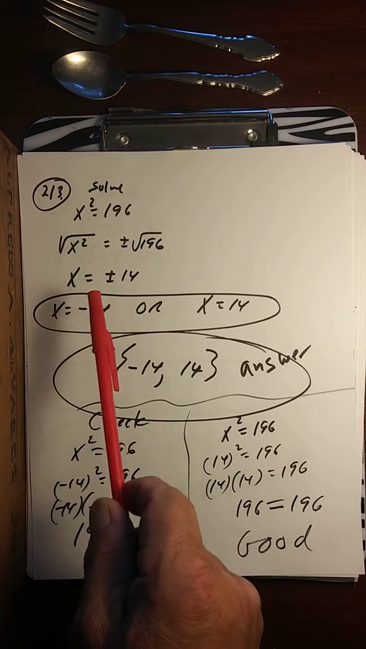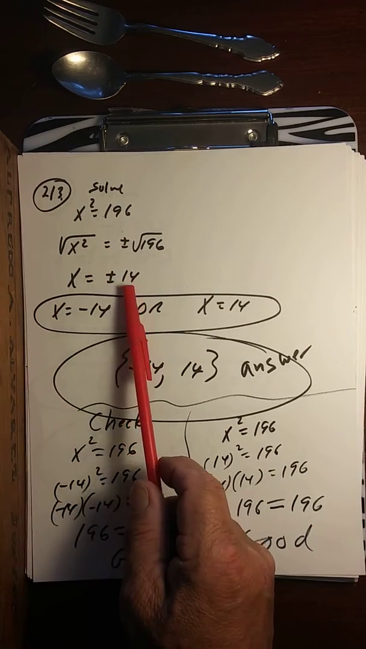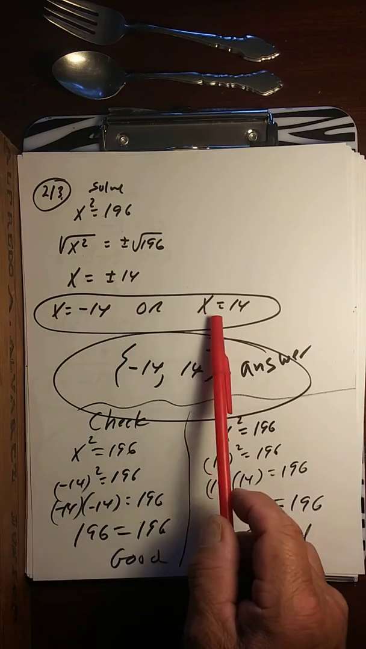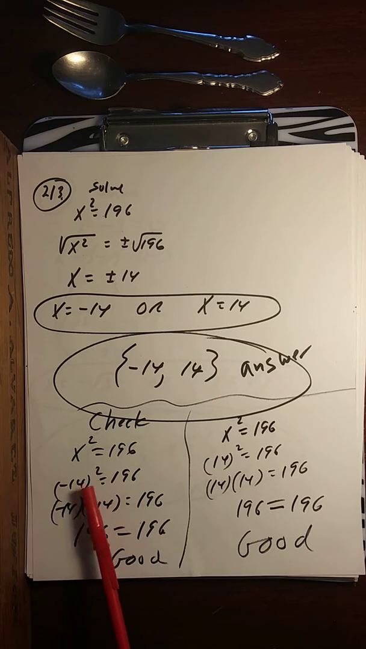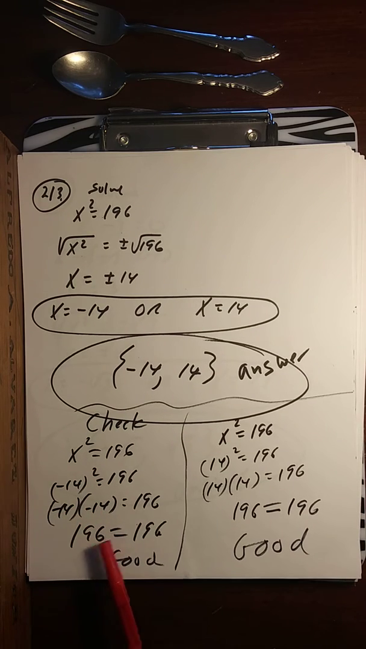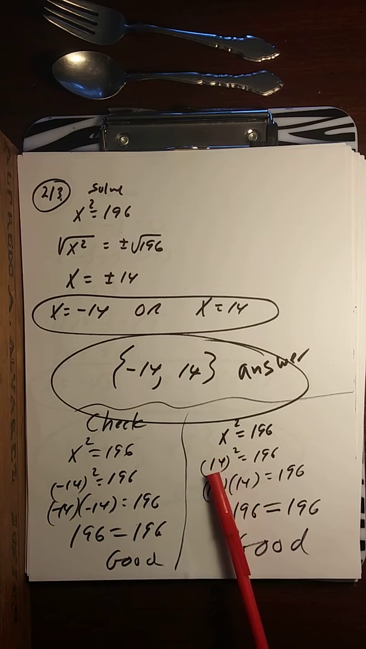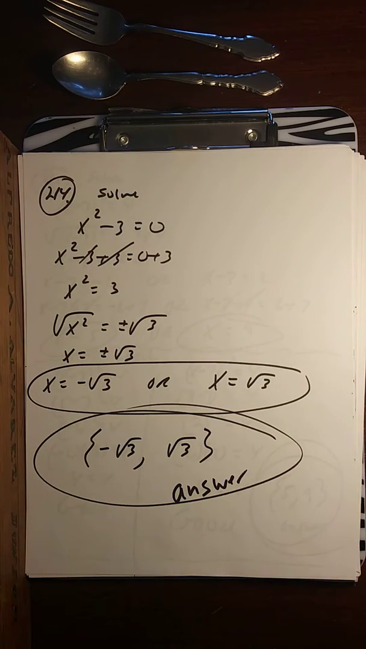Square root both sides. So this is going to be x equals plus or minus 14. So x equals negative 14 or x equals 14. Check it. Does that work? Let's see. Negative 14 squared. Negative 14 squared is 196. Is that? Yep. 14 squared, 14 squared is 196. Yep. That works also.